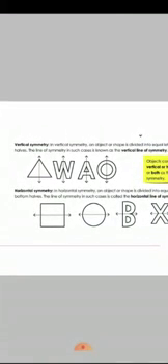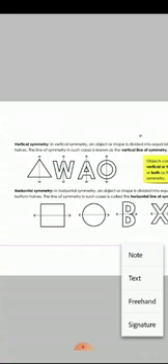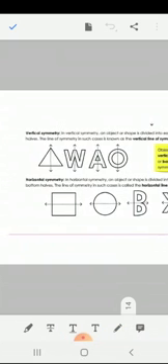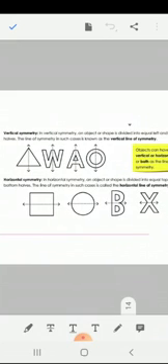Now see here, we have two examples: vertical symmetry and horizontal symmetry. Now see children, here we are having vertical symmetry and horizontal symmetry. Let us see what this vertical symmetry is.